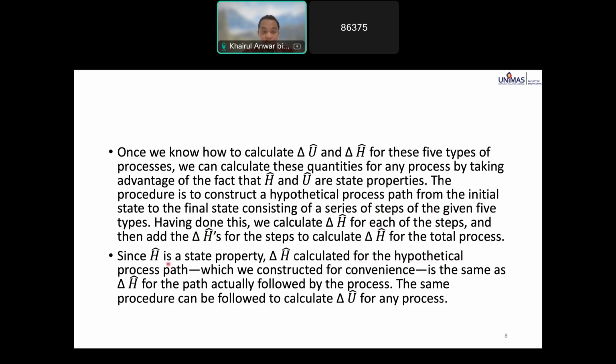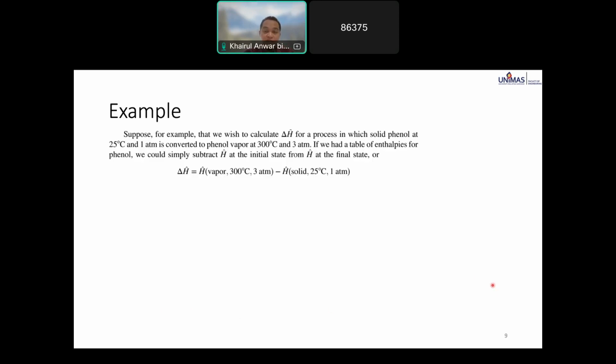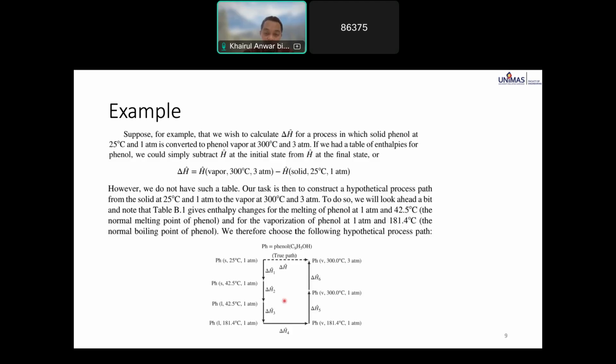Since H, specific enthalpy is a state property, delta H for the hypothetical process path which we constructed for convenience is the same as delta H for the path actually followed by the process. Later, dia ada diagram. The same procedure can be followed to calculate delta U for any process, meaning that this one. So this true path, this is the hypothetical path.